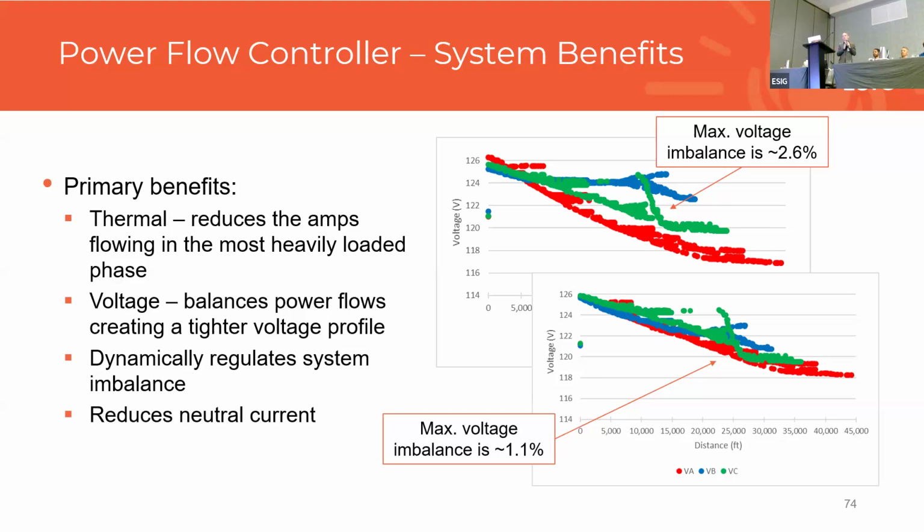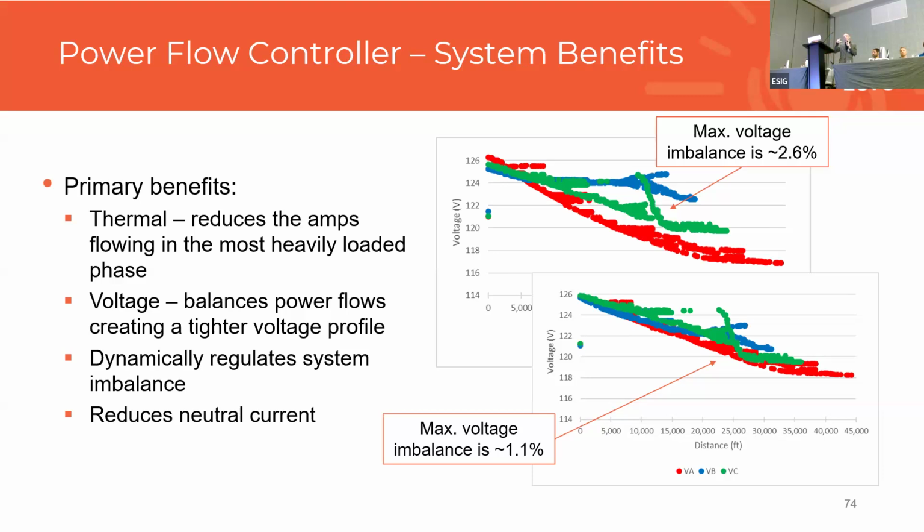Your lightest loaded phase is going to be getting higher. Your heavily loaded phase is going to be getting lower faster, and you just end up with a lot of voltage imbalance. Your voltages will fan out, which is what you see in that top plot. The maximum voltage imbalance there was 2.6%.